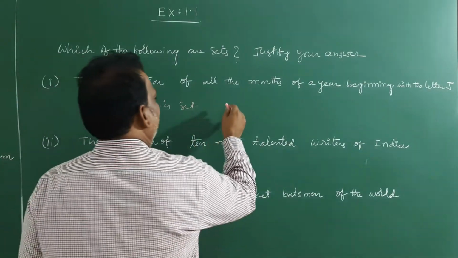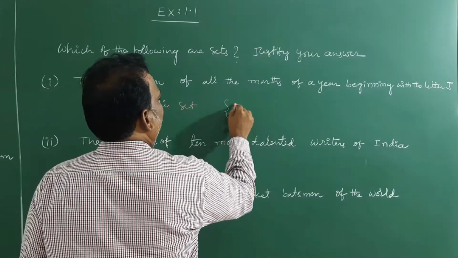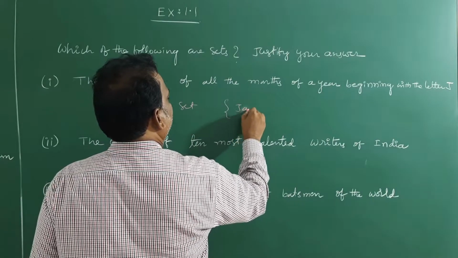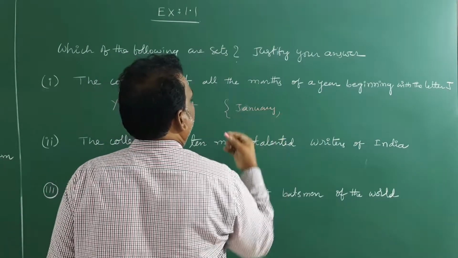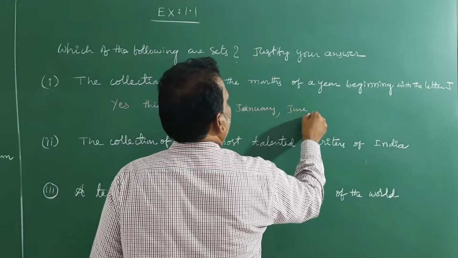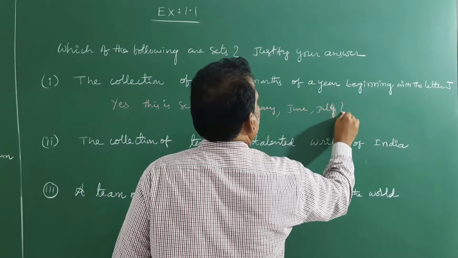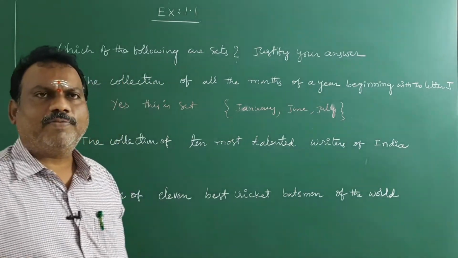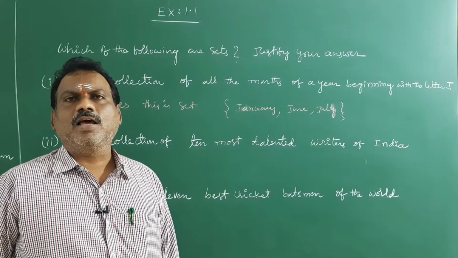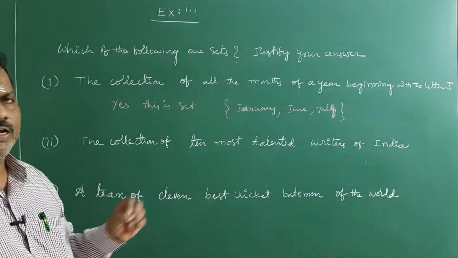You have to write what the set is containing: January, June and July. So this is the first question's answer, students. Now come to the second one.